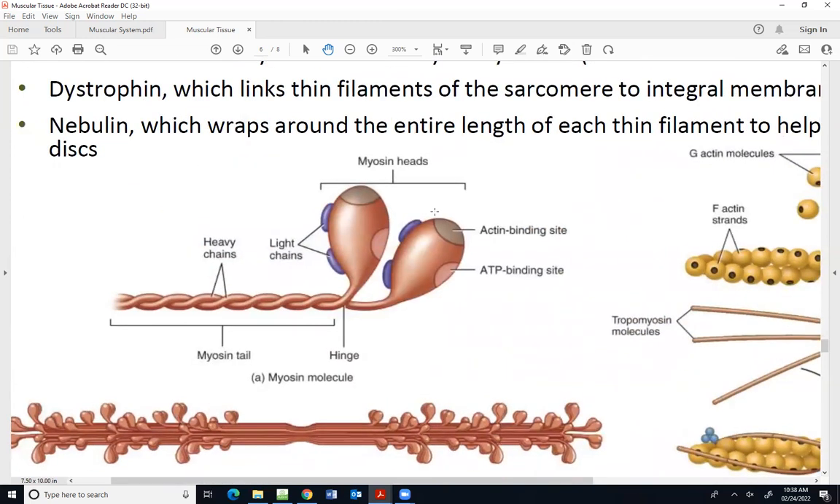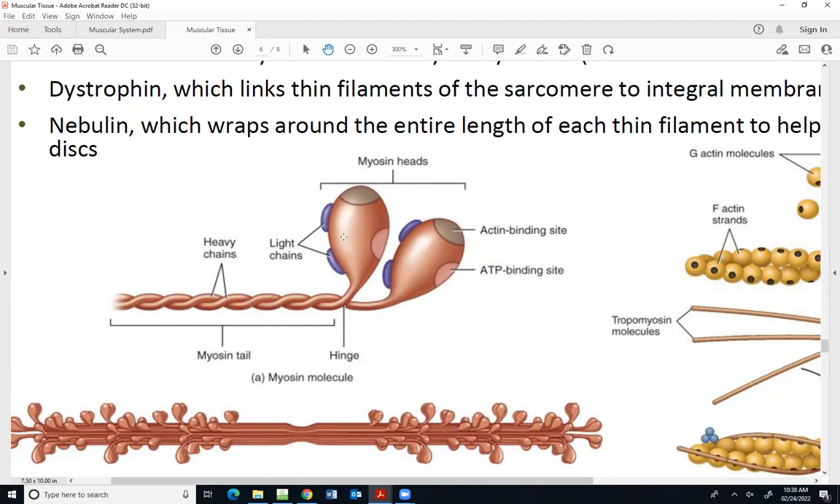Now, unlike a golf club, which is a rigid structure, and by that I mean the head stays in that flexed position, these two myosin heads have a hinge point, which is kind of like your elbow, which, as we know, can flex and extend. We can see that the two heads are in two different positions. One's more in an extended position, one's more in a flexed position.